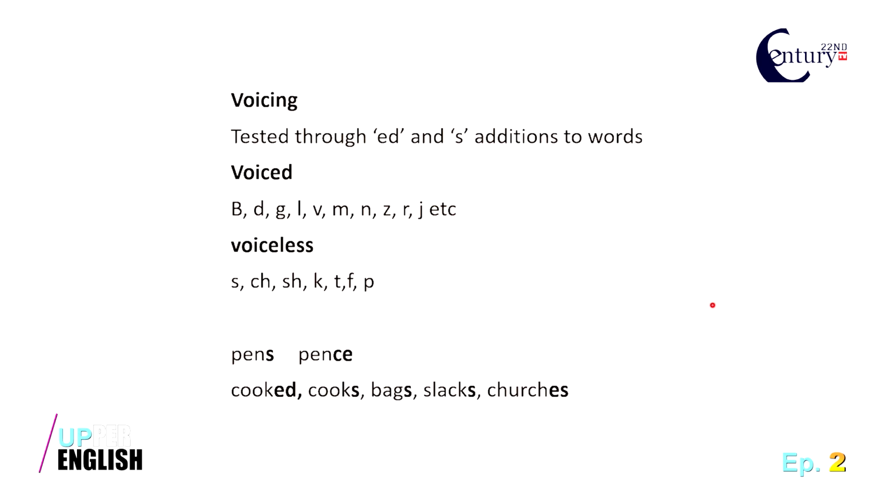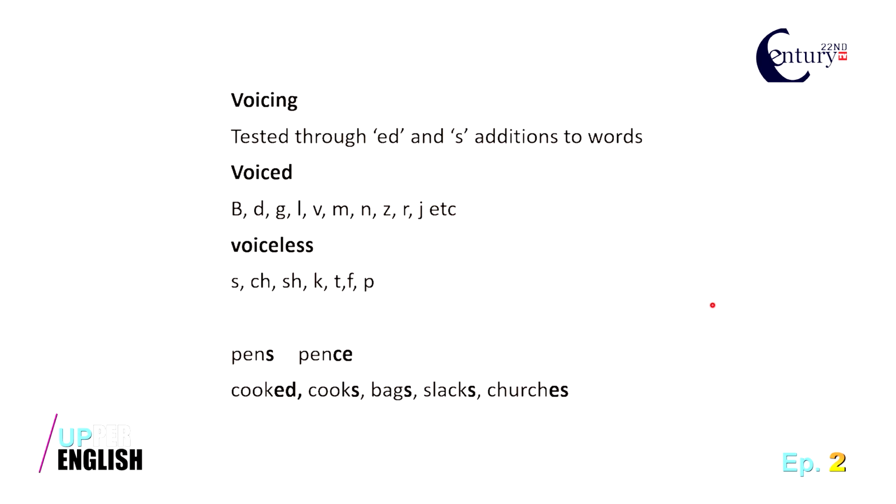And we look at the voiceless. A consonant sound will appear voiceless if, when you pronounce it, you only feel a puff of air in your mouth and no tense vibration in your throat. Example, we have the S sound, in your mouth. The CH, in your mouth. The SH, in your mouth. And the K, again in your mouth. The T, you see? The F, the P, in your mouth. So these sounds are voiceless.